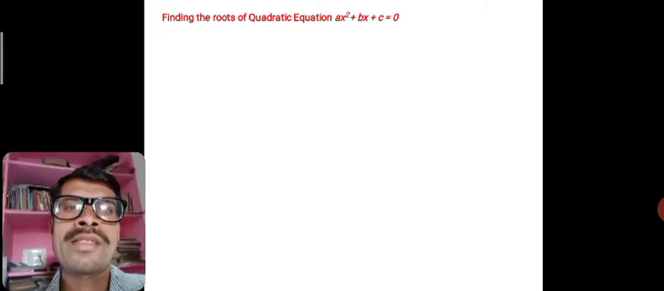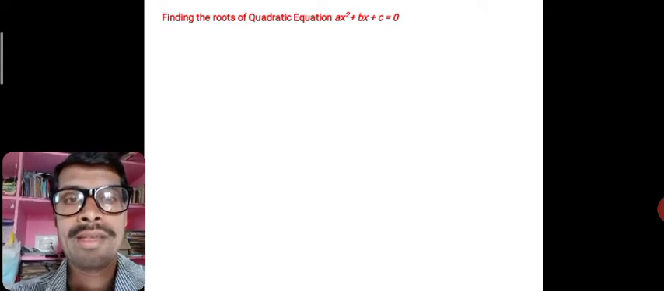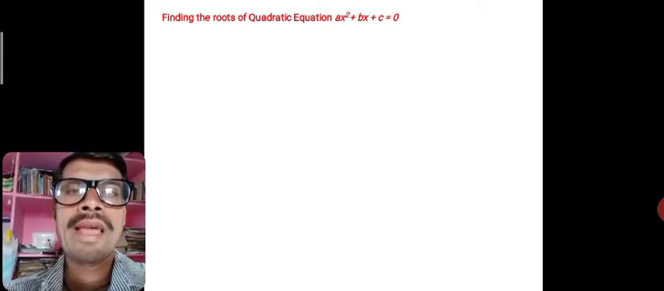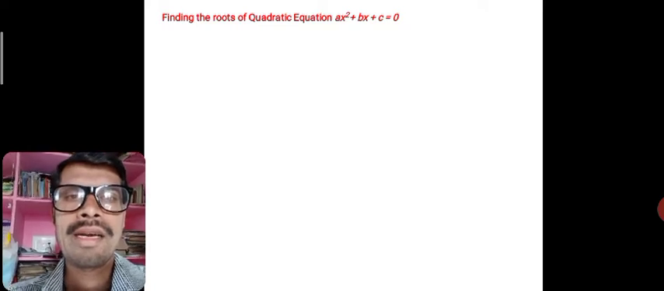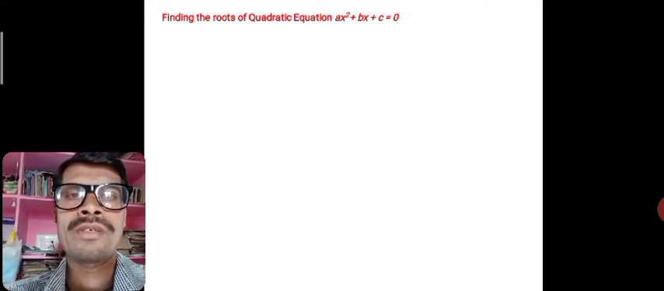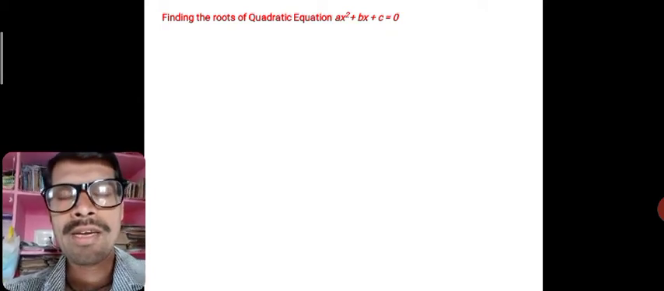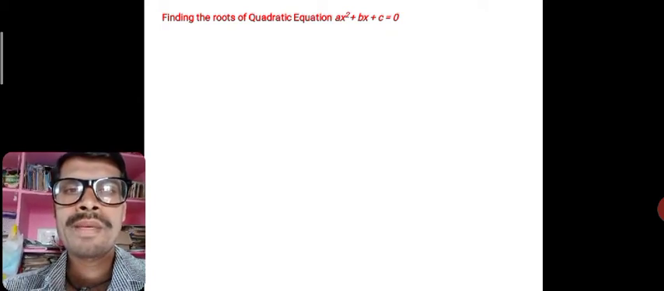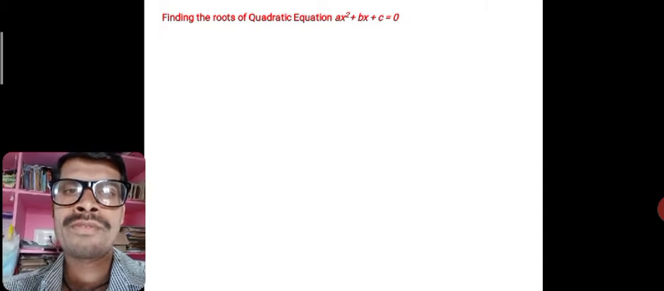The formula is given by x is equal to minus b plus or minus square root of b square minus 4ac, by 2a. Simply if I tell it like this, you cannot understand. If I ask what are the roots of the quadratic equation ax square plus bx plus c is equal to 0, you have to tell x is equal to minus b plus or minus square root of b square minus 4ac by 2a. You don't understand, no? Let us derive that one first.